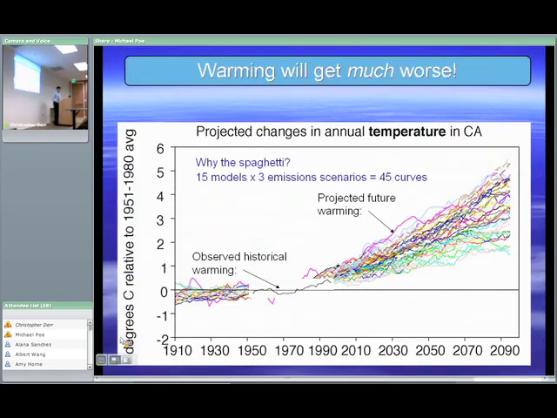Okay, so let me show you future trends. These are temperature trends. These are obviously from models, since we're dealing with the future. This goes out to basically 2100. There's a whole lot of spaghetti here. And why the spaghetti? Well, I'm showing you results from 15 different climate models, and they don't all agree, unfortunately. And also, I'm showing you results for 3 different, what we call greenhouse gas emission scenarios. That's an important concept.